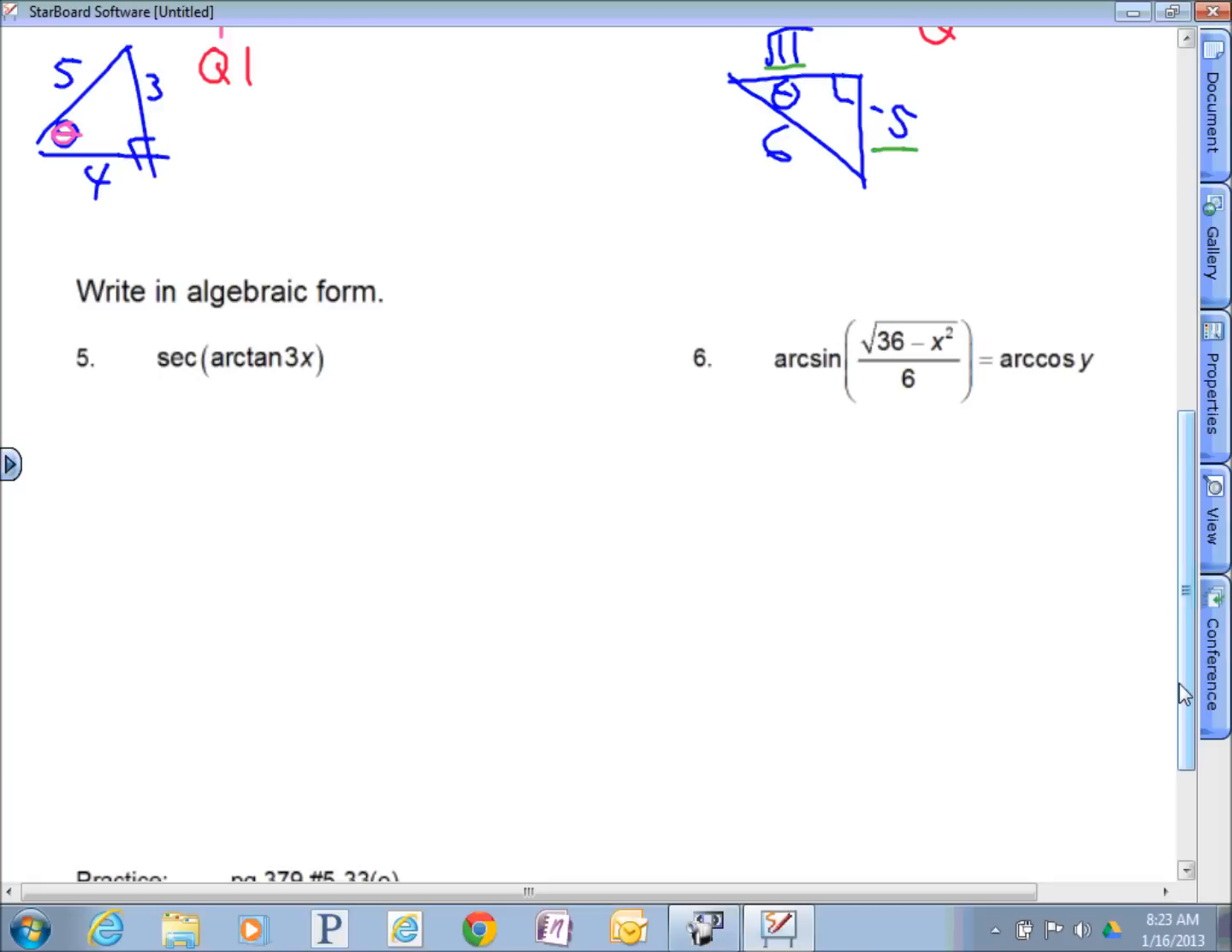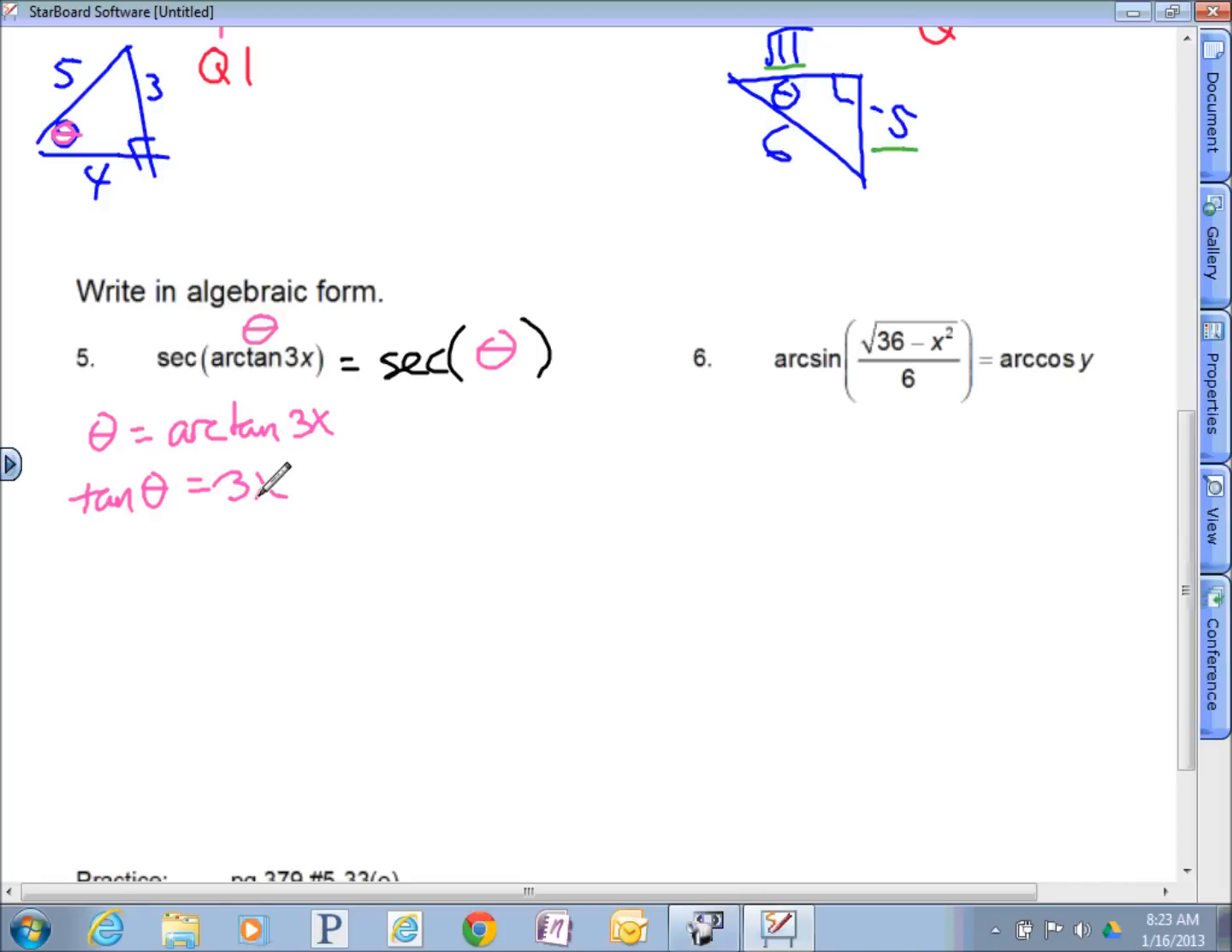So let's do the same thing again. I'm going to start off with this being theta. So what I'm really looking for is the secant of this theta. That's what I ultimately want. So my theta is the same thing as arctangent of 3x. So what I really know is the tangent of theta is supposed to be 3x. Now, we don't know if x is positive, if x is negative. We don't know. So we're going to have to limit ourselves on the quadrant right now.